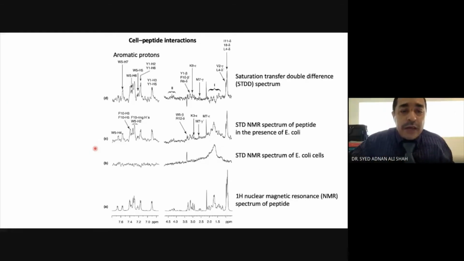So this is also one of the studies, of the binding of the peptide with the cell. This is the peptide spectrum, and this is the E. coli STD spectrum. So these resonances increase, meaning there is a lot of contribution of aromatic protons with the E. coli cell. The aromatic proton resonance increases, meaning the aromatic part of this compound is strongly bound with the E. coli cell.